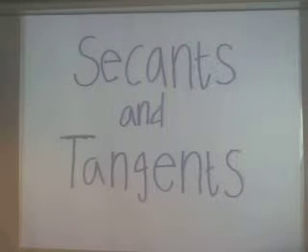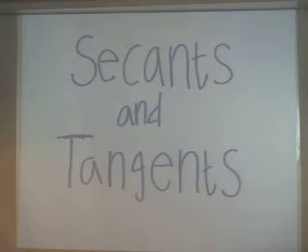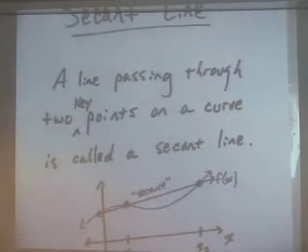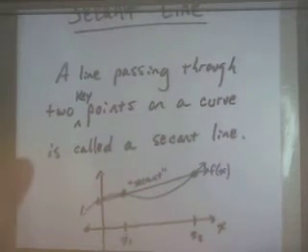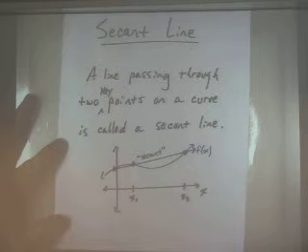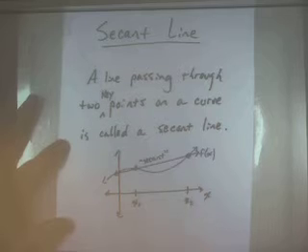This discussion will talk about secants and tangents. Secants and tangents are lines. A secant line is a line passing through two key points on a curve. If you have a line passing through two key points, it's called the secant line.